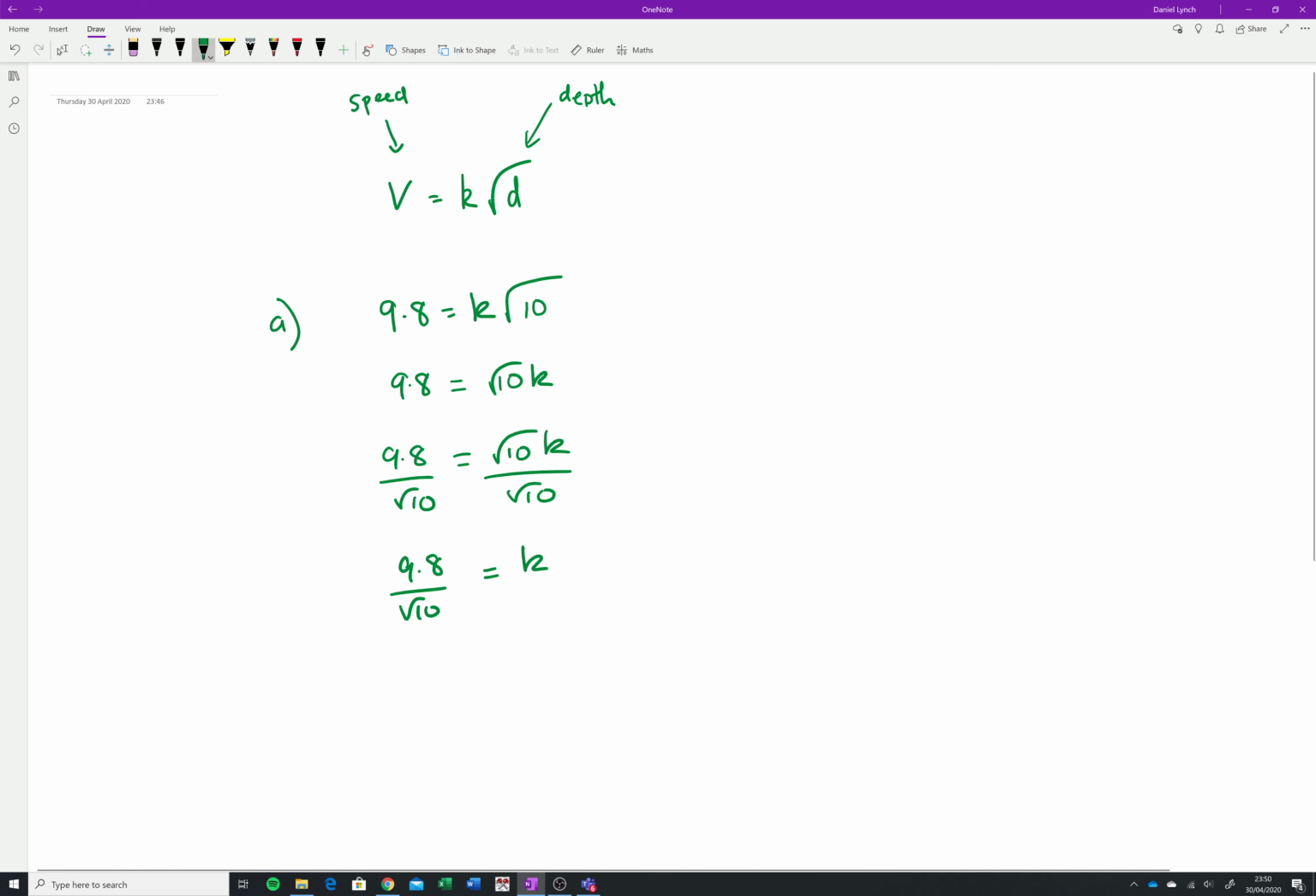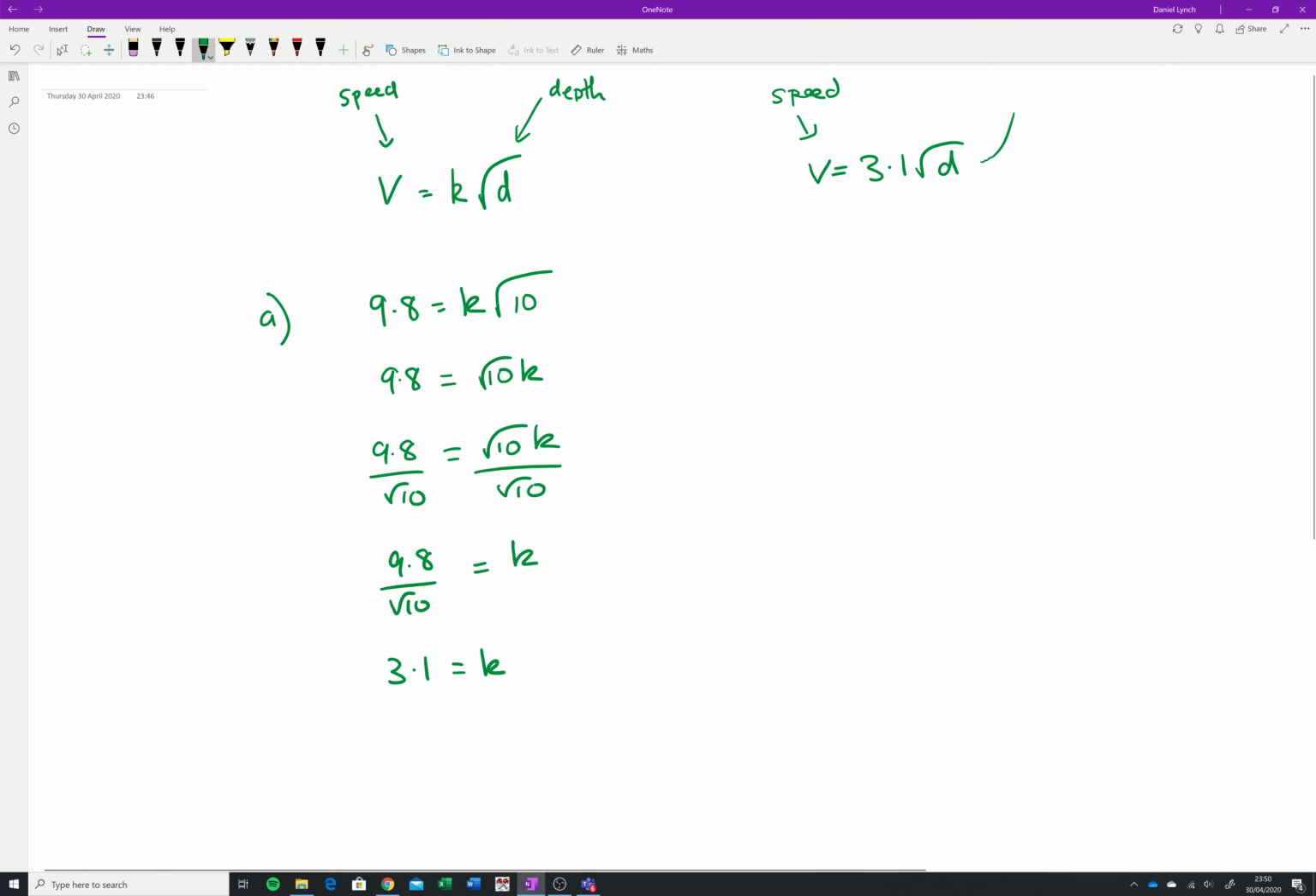Now we were told that this is to one decimal place, so if we type that in, 9.8 over root 10, we do end up getting 3.1 to one decimal place. So that's what k is, and what we should do now is update the function. So there's our speed still, and our d is our depth. It's not root d that is our depth, but d itself is depth.